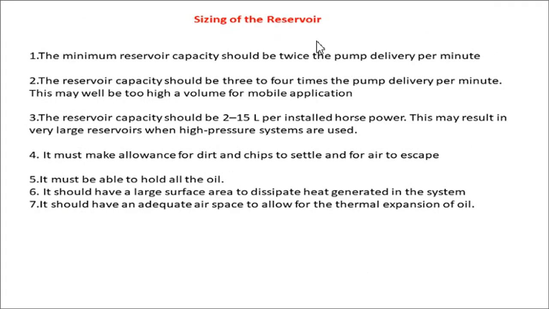How do we size that particular reservoir? The minimum reservoir capacity should be twice the pump delivery per minute. These are all thumb rules for designing the reservoir. The second one is that the reservoir capacity should be 3 to 4 times the pump delivery per minute. This may well be too high a volume for a mobile application. That means this rule cannot be obeyed for a mobile application. For a stationary application it is quite sufficient.